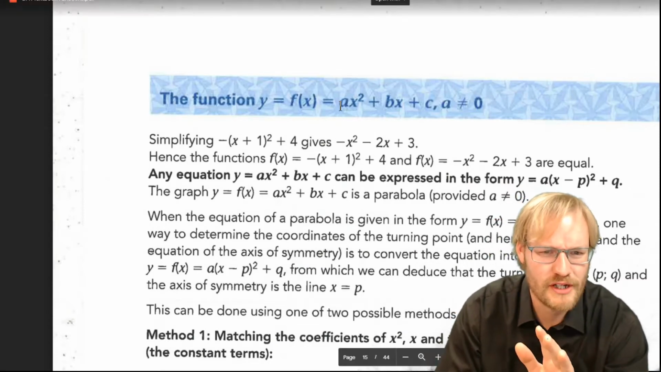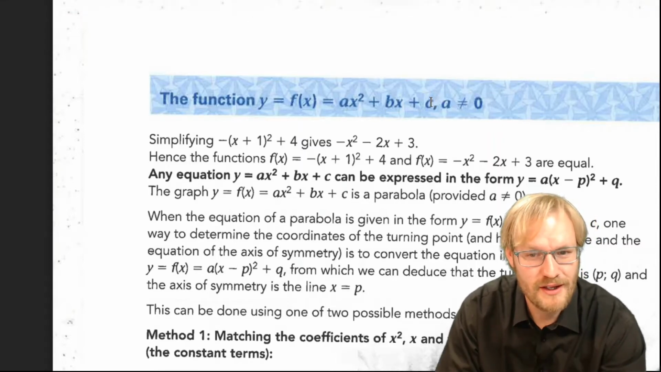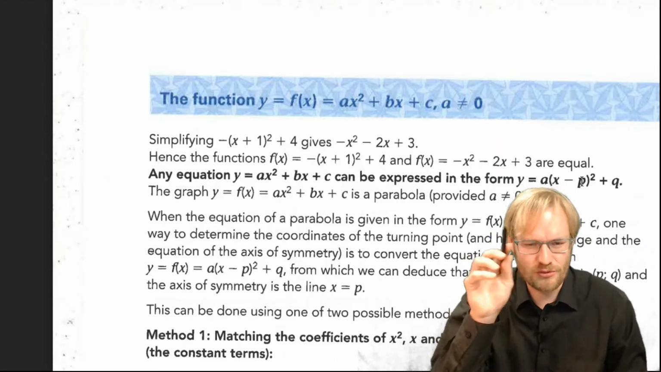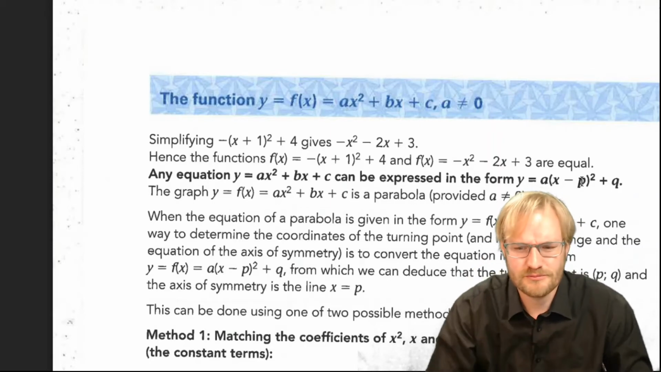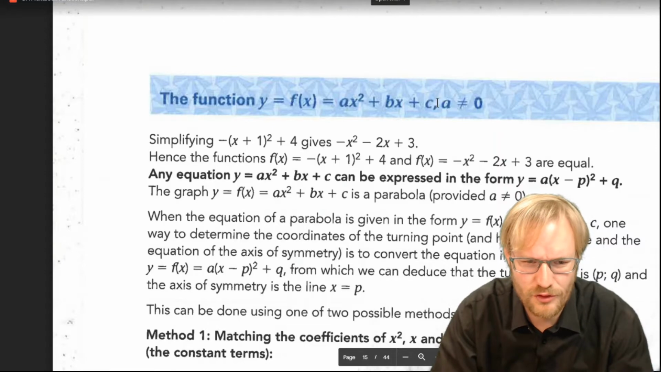All we're trying to do is change this general form, ax squared plus bx plus c, and turn it into turning point form. Once we've got this, we can sketch it quite nicely, and we can put the turning point in, and we've been dealing with this more than we've been dealing with this general form.